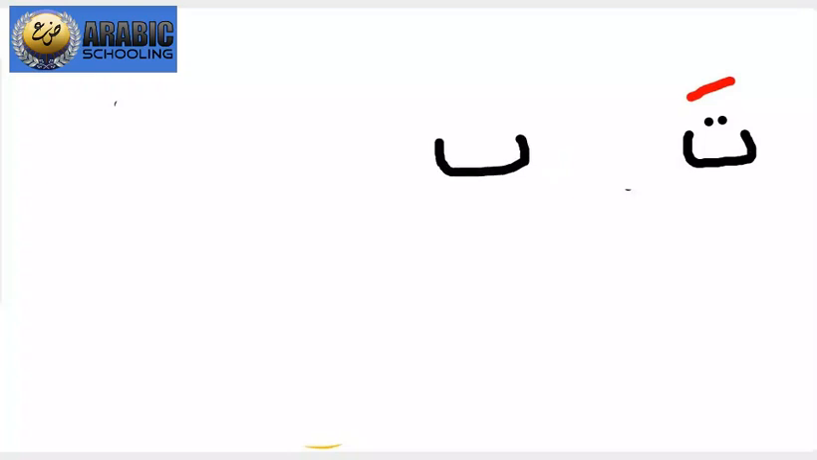Same ta letter. With the e, it will be ti. Third one, the same ta letter. With the u, it will be tu. So ta, ti, tu.